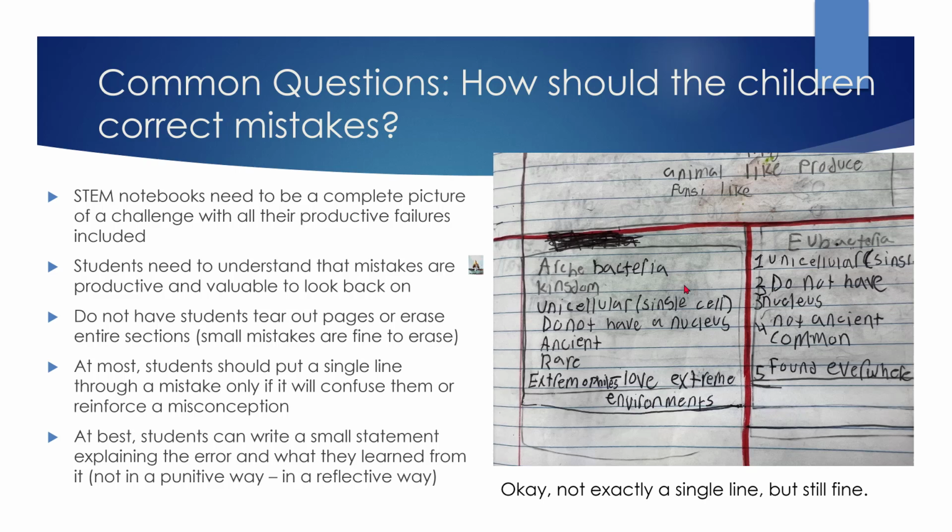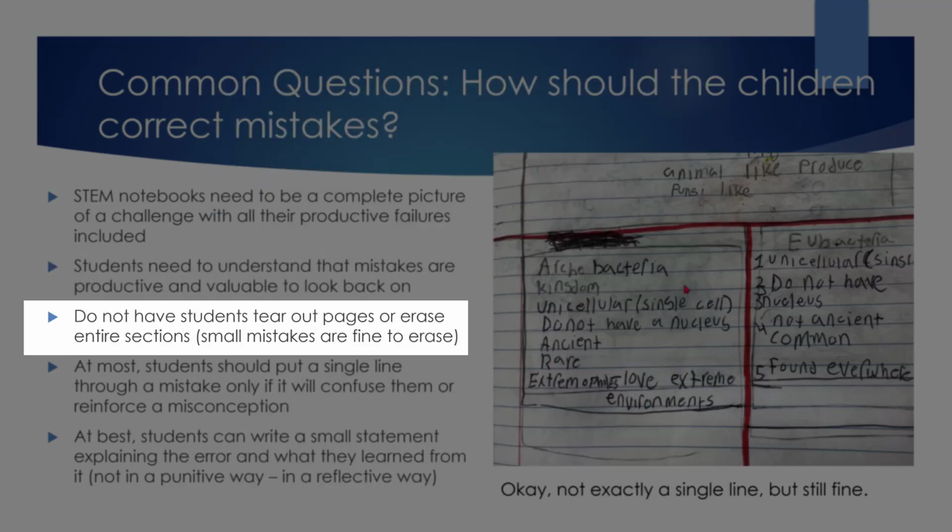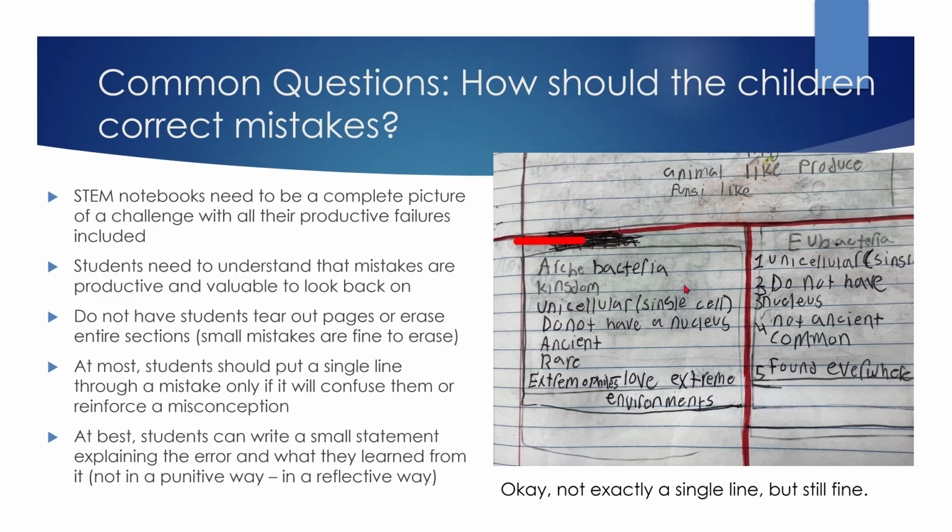Students need to understand that mistakes are a part of the process and that they're valuable to look back on. So absolutely never have them tear out a page, never have them erase an entire page, or scribble through something as if it were bad or terrible. A simple single line through a mistake is more than sufficient. And if it really bothers them to have the mistake in there, they can always write a little statement next to it saying, "Oh, here's where I was confused, and this is what I've learned from it." Always in a reflective way, though, never in a punitive way.